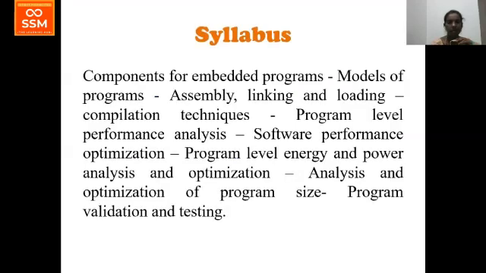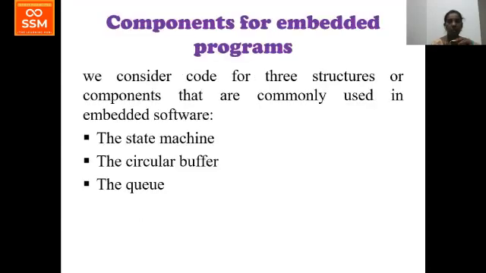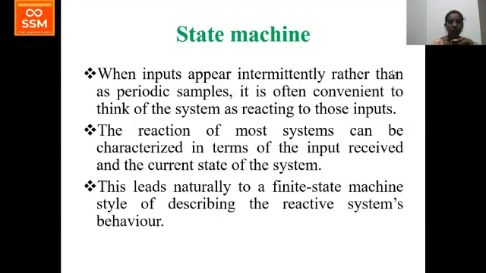So today we are going to discuss components for embedded programs and models of programs. What are all the components used for an embedded program? Here we are considering three embedded software components. In embedded software, we are using three kinds of components for embedded programming. The first one is the state machine, the second one is the circular buffer, and the third one is the queue. First, we are going to discuss the state machine.